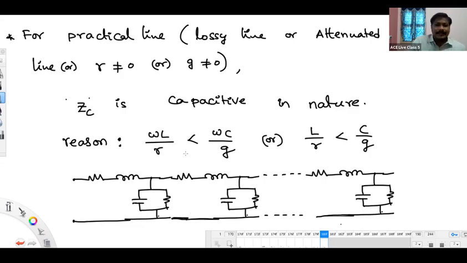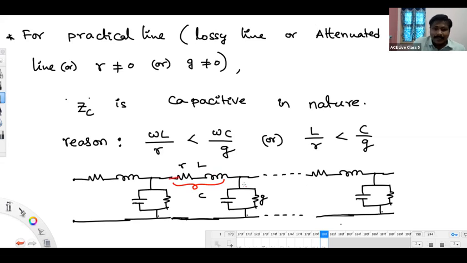Like this, you can say RLCG. Yeah, please listen here. See, what is the time constant of the series branch? Anybody tell me please? L by R. The time constant of the series branch is L by R.